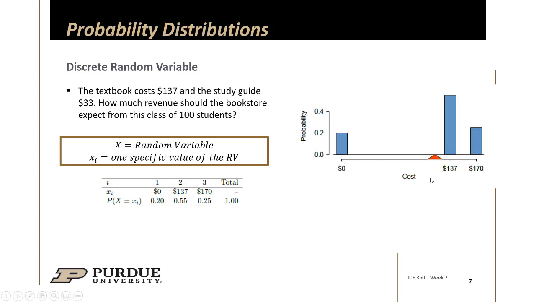Now if we plot cost, you see that the possibilities are far apart, but each still has a particular height related to its probability. If we do the same type of calculation as before, we calculate the probability times the number of people that I have, times the value for each of the classes. So this is the amount of revenue that the bookstore could expect. As you can see, it's not trivial.